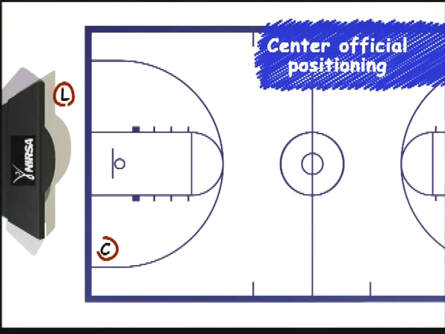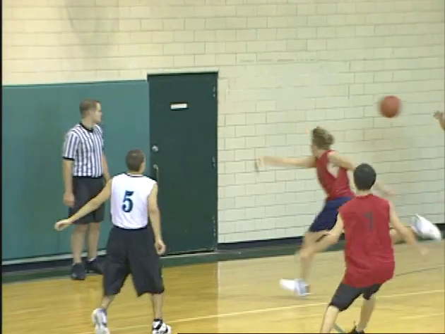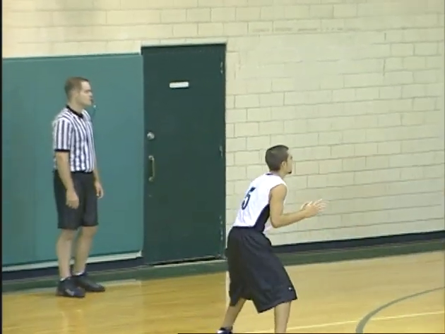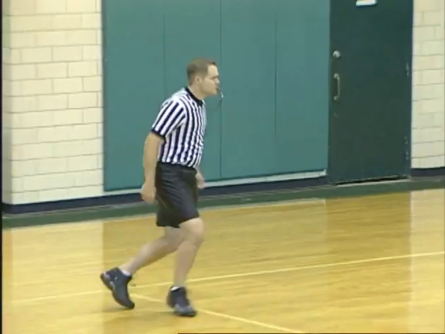The center official should assume an initial position at the free throw line extended on the sideline opposite of the lead official. The center should feel free to move a step or two above or below the free throw line to get better angles on plays. And while staying on the sideline is preferred, sometimes it becomes necessary for the center to step onto the playing court to get a better angle on a play.